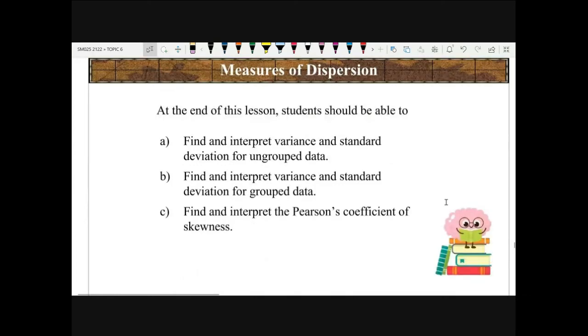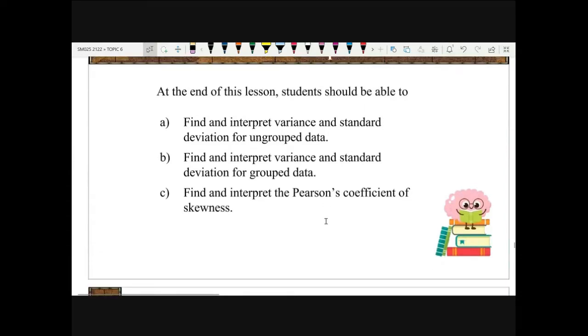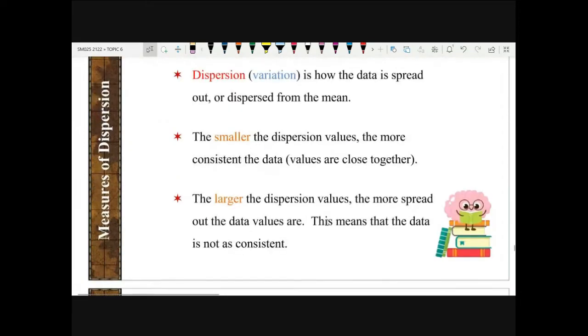Okay, so in this subtopic, we will learn how to find and interpret variance and standard deviation for ungrouped data and grouped data. So dia cakap measure of dispersion means variance and standard deviation lah. Then we will learn how to find and interpret the Pearson coefficient of skewness. So ada 3 benda kita nak belajar hari ni, but then very simple. Make sure get ready with your calculator sebab kita nak guna benda tu.